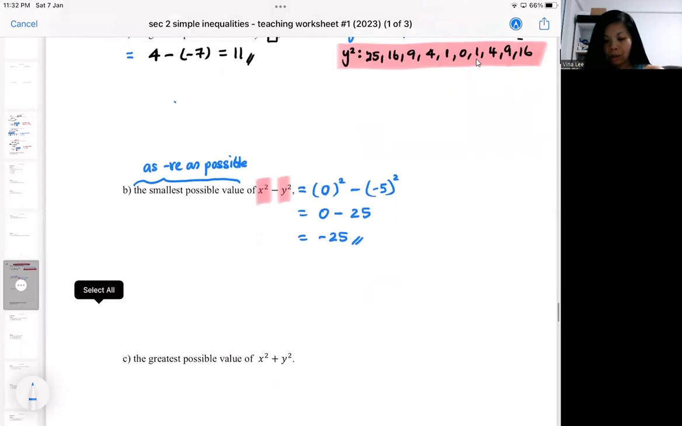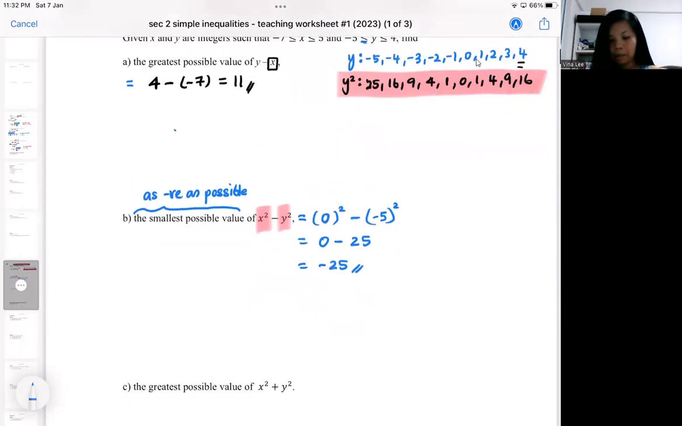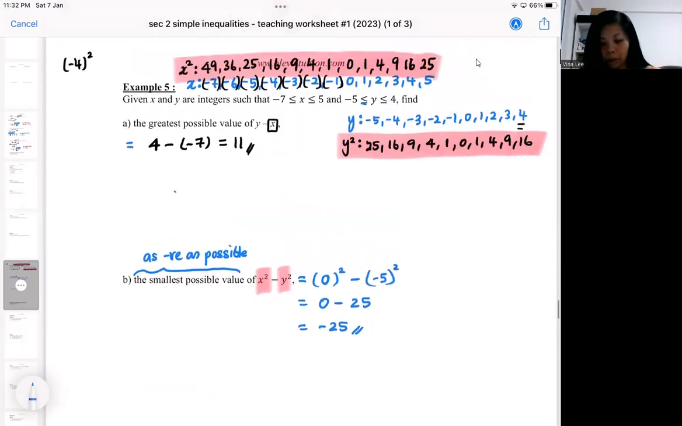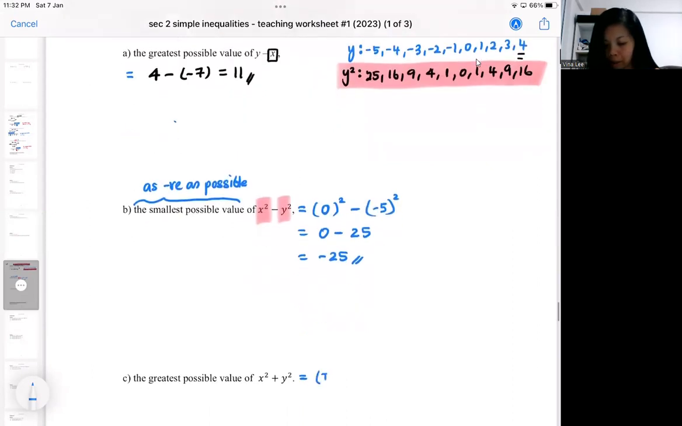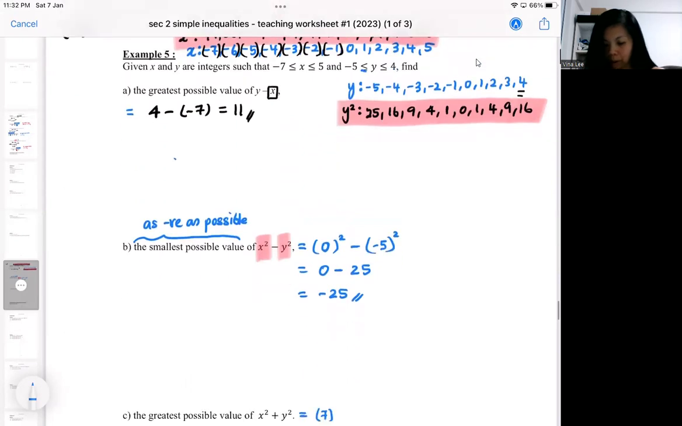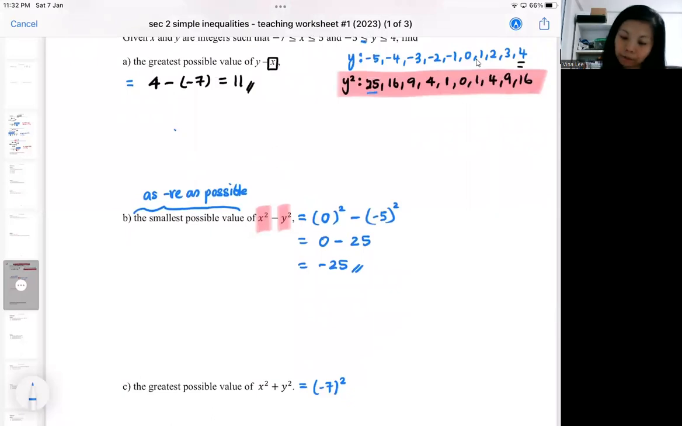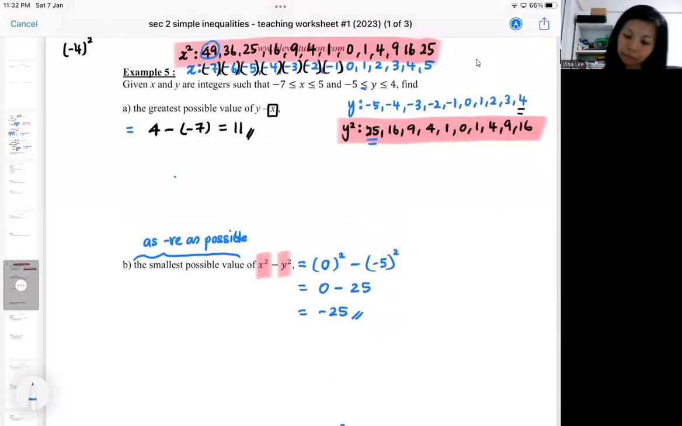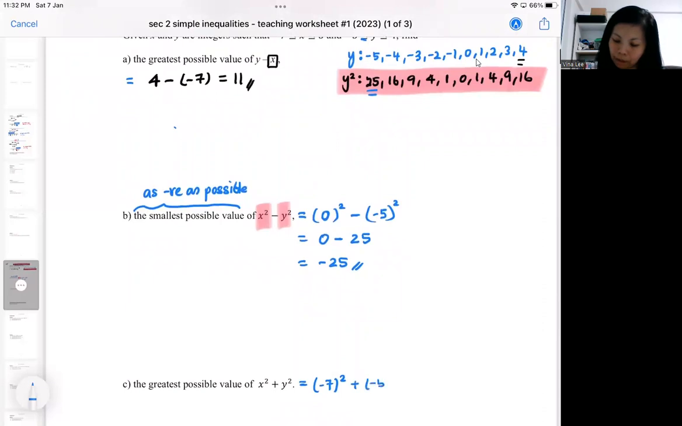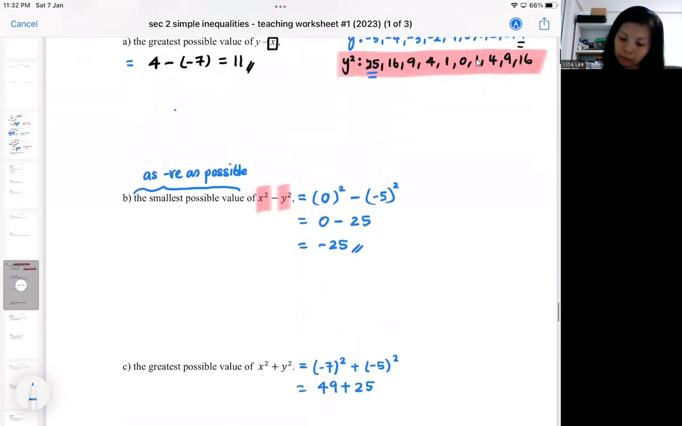Okay, the last one, I want the biggest. So I want the biggest x squared and the biggest y squared. So biggest is very easy. You look at the x squared. The biggest is actually 7 squared. No, it's actually -7 squared, because -7 squared gives 49. For the y squared, the biggest is 25, and it comes from -5 squared. So this will be the biggest.